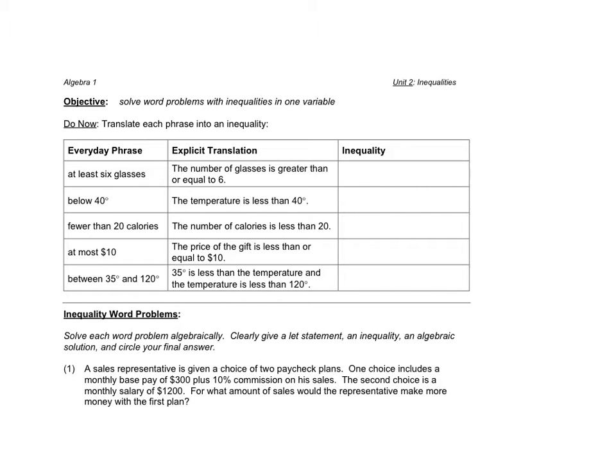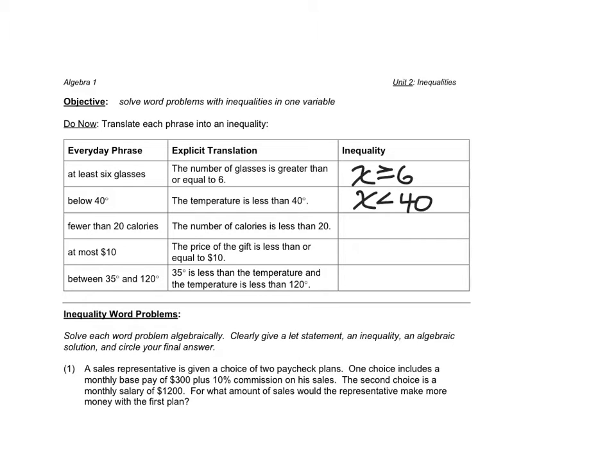All right. So the everyday phrase, at least 6 glasses. The explicit translation, the number of glasses is greater than or equal to 6. So what would that be in inequality form? X is greater than or equal to 6. All right. Below 40 degrees, temperature is less than 40 degrees. So what would we write? X is less than 40.